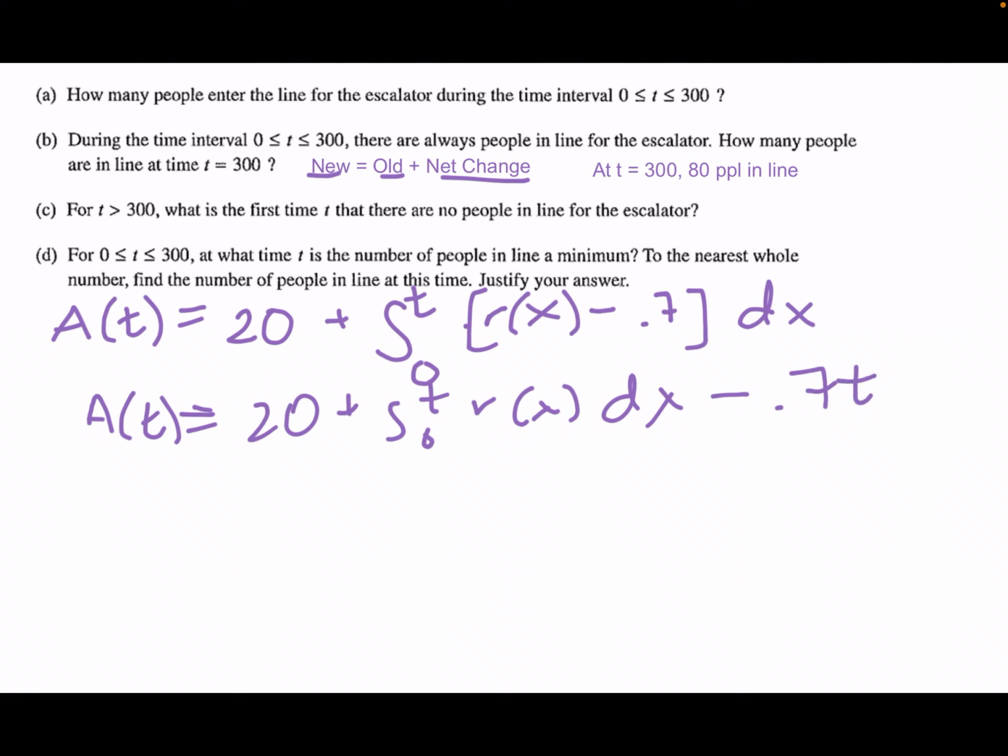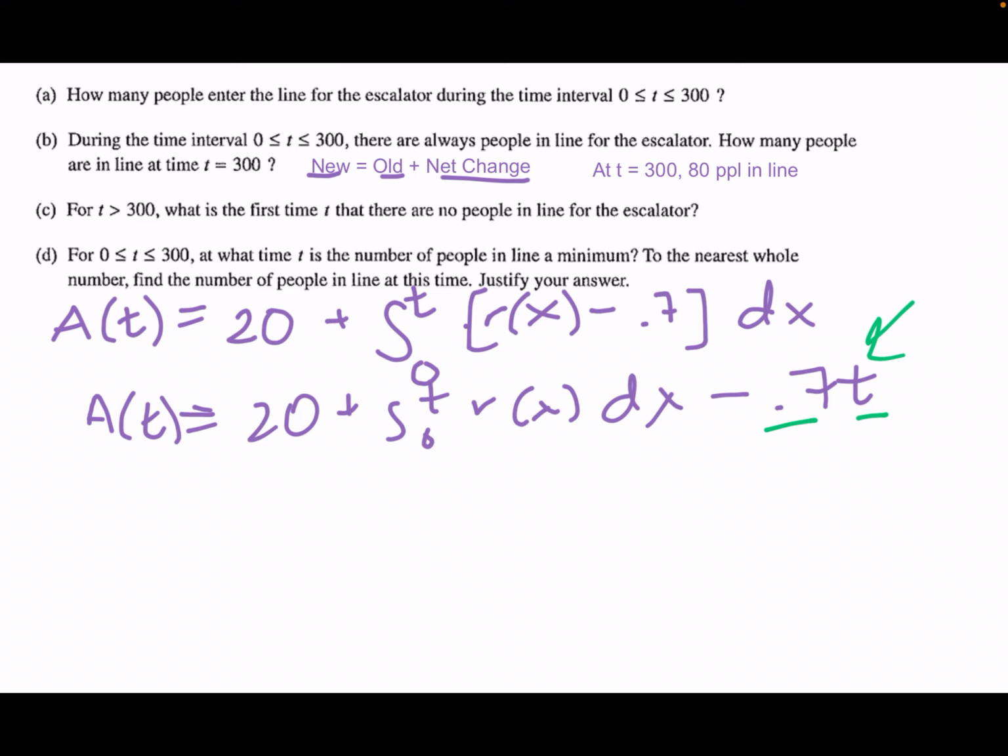The only reason it's okay for me to pull that value outside the integral is because it is a constant rate of change. If I have a constant rate of change, it's your typical rate times time equals distance problem. So this is people per second, this is the number of seconds that have passed. It'll give you the total number of people that have gotten off the line because they've gotten onto the escalator.